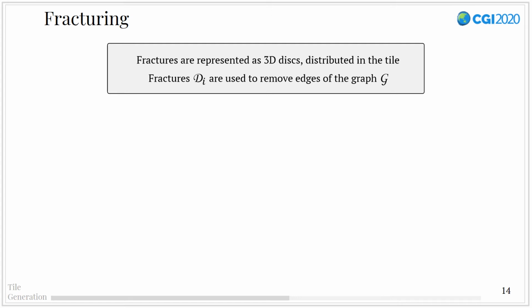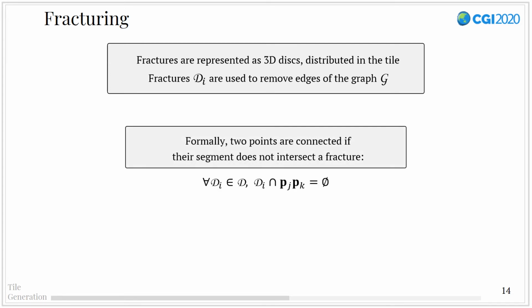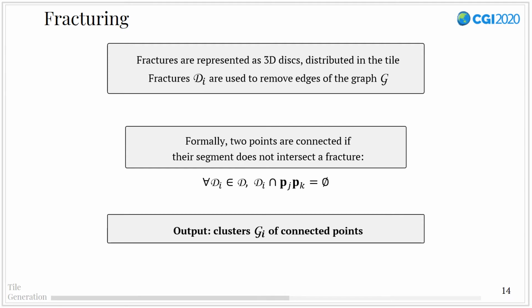These fractures are then used to remove the intersecting edges of the graph. This is performed using a simple segment-disk intersection test. More formally, assuming 2 points were connected in the initial graph, they remain connected under the following condition. At the end of this step, we perform a flood fill algorithm to get all clusters of points Gi.